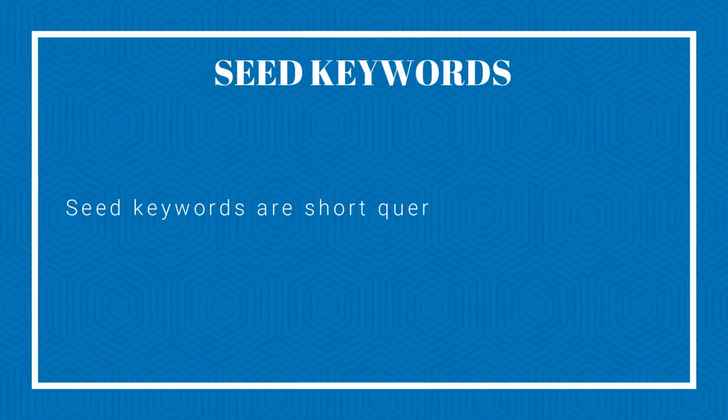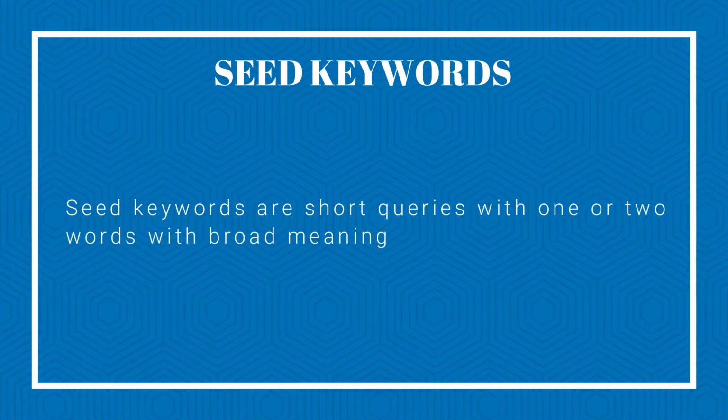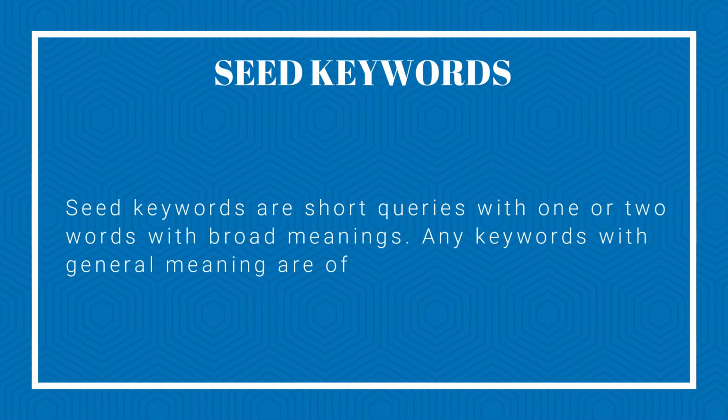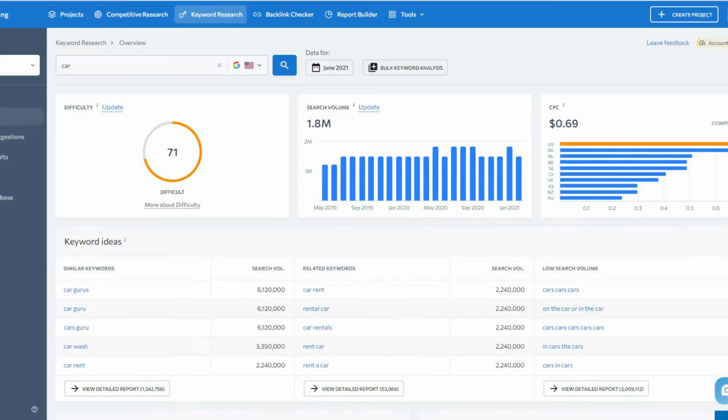The third step is to generate seed keywords relevant to your niche. Seed keywords are short queries with one or two words with broad meanings. Any keywords with general meanings can be considered seed keywords. The example of a seed keyword could be car.